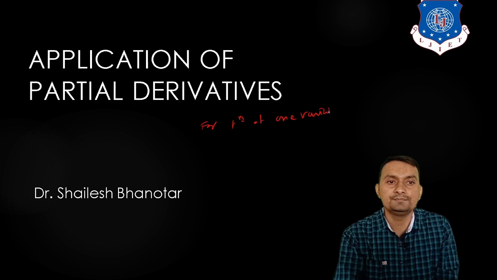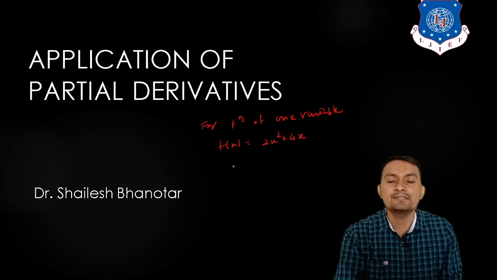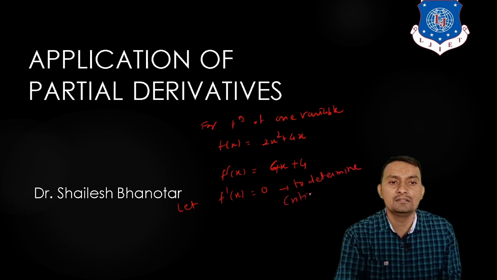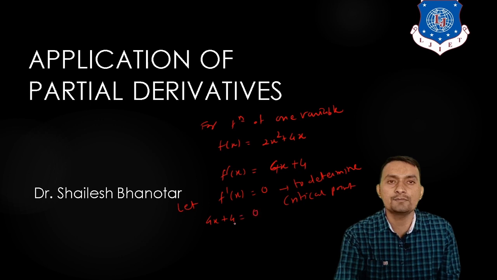Suppose for a function of one variable, say f of x is equal to x square plus 4x, what will be the maximum and minimum value? For that, what we were doing is taking the first derivative, which is 2x plus 4. We set f dash x equal to 0 to determine the critical point. So 2x plus 4 is equal to 0, and x is equal to minus 2.